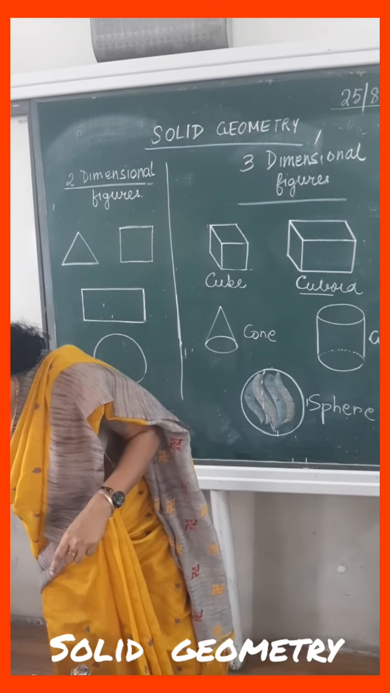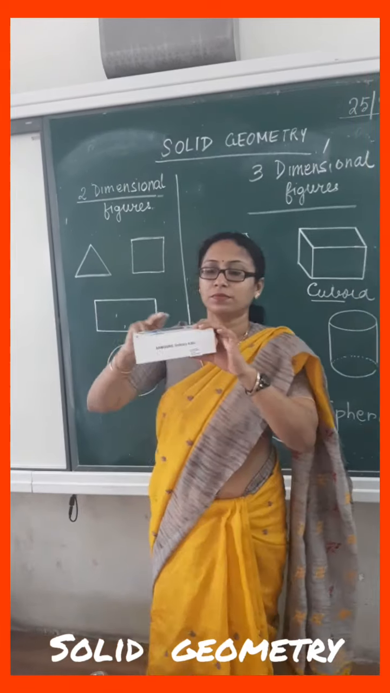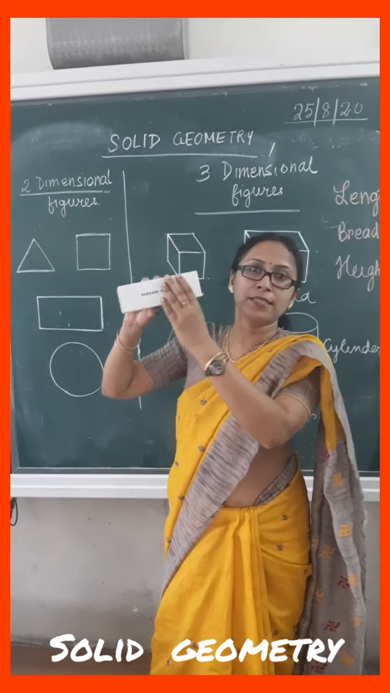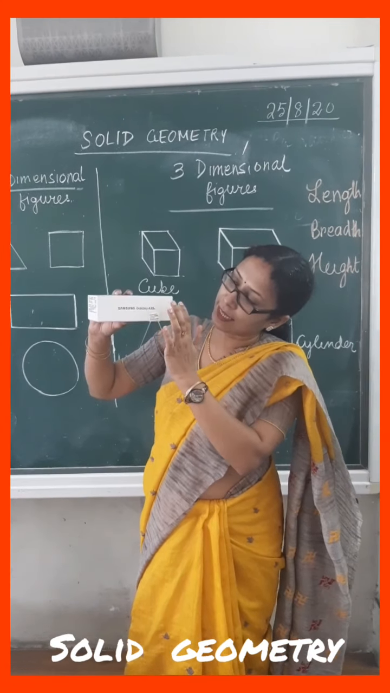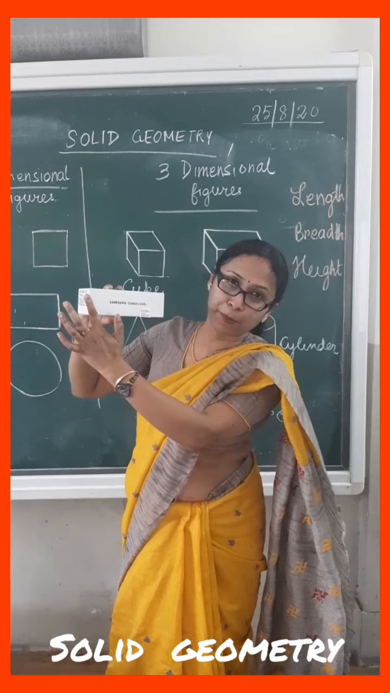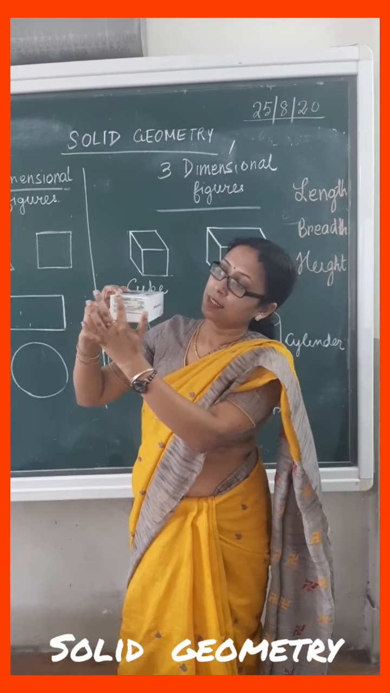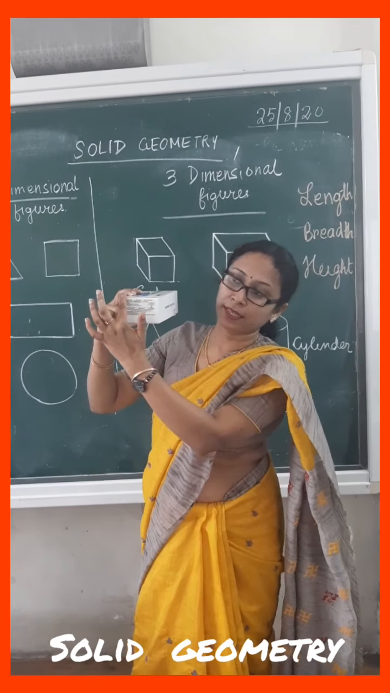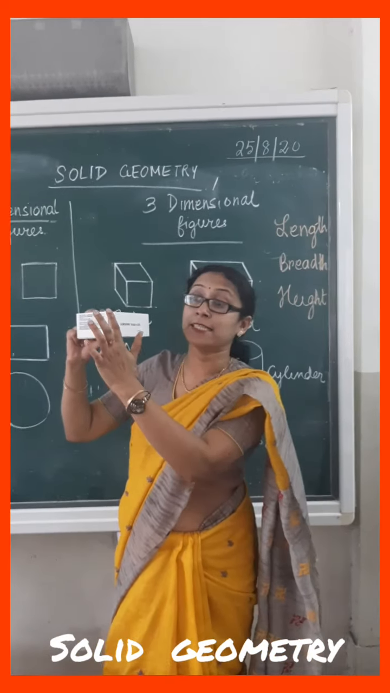Now, observe these objects. You can understand, it has a thickness. This is length, right? Then we can say this is the breadth, and this is another side, the height. So length, breadth, and height. Here we have one more dimension, and that is the height.